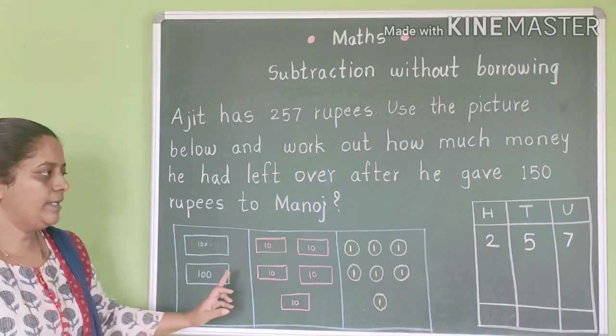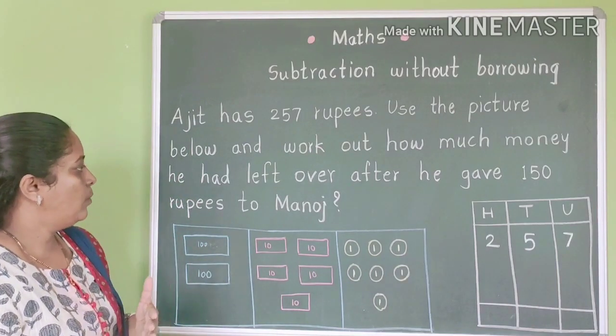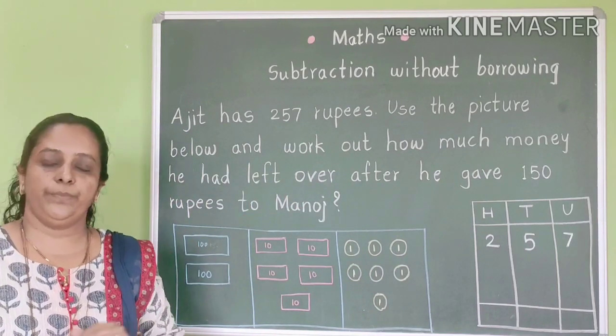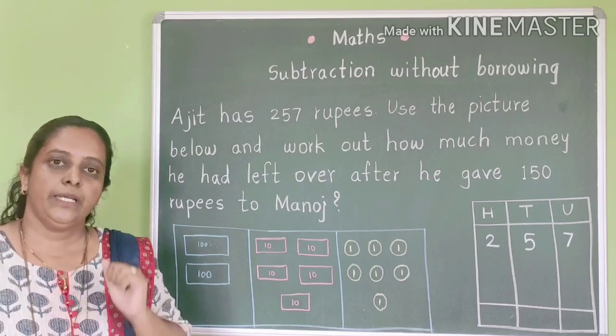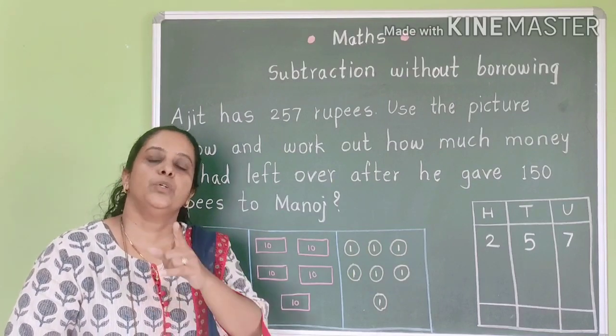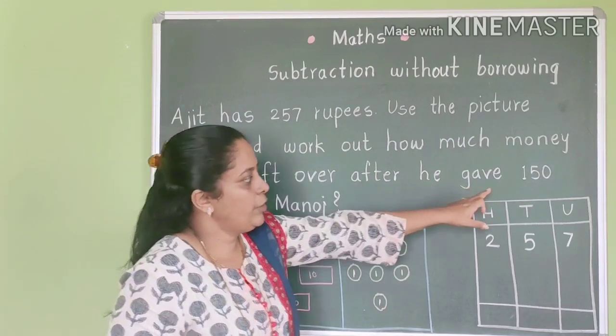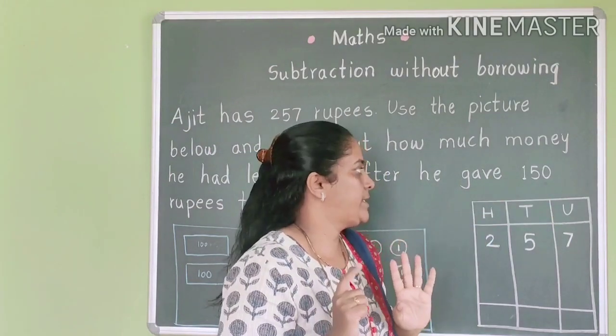They are 257, and he gave 150 rupees to Manoj. So in 150, tell me how many units are there? Good, there are 0 units. So he gave nothing in the units.